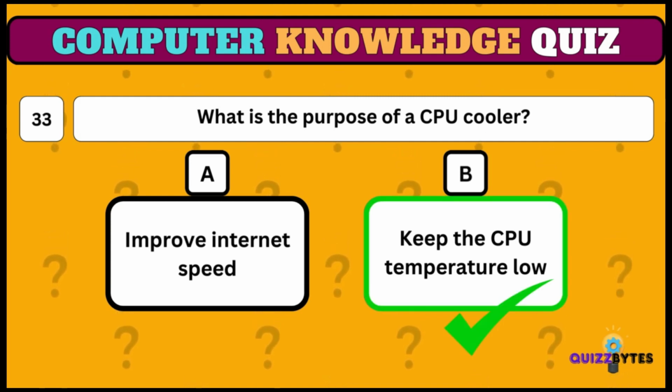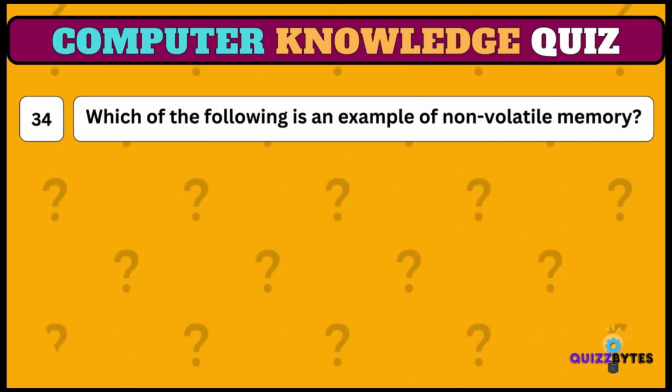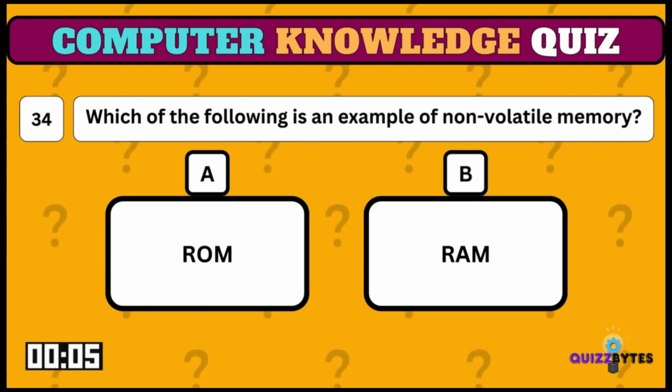You're the guardian of digital coolness. A CPU cooler maintains optimal CPU temperature for smooth operation. Proceeding to question 34. Which of the following is an example of non-volatile memory? A. ROM or B. RAM?